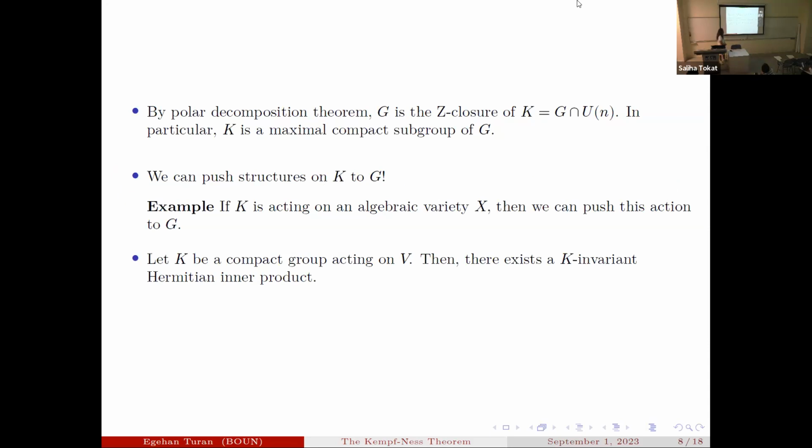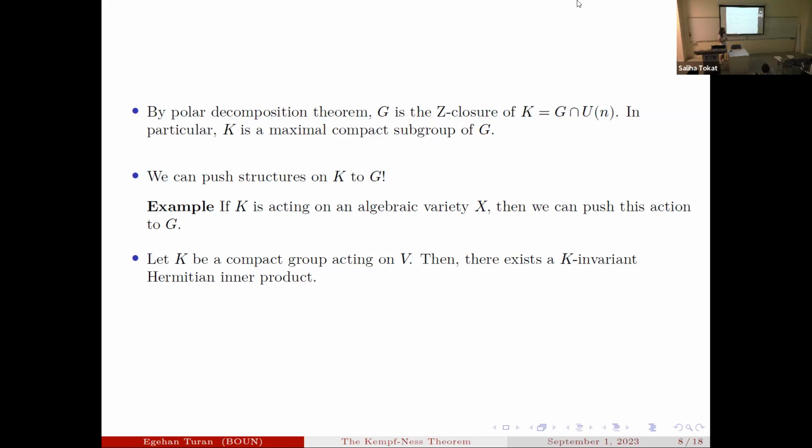So I have some corollaries here. By the polar decomposition theorem I just showed, we know that G is the Zariski closure of K. This is really important because this makes K a maximal compact subgroup, and we know a lot of properties of maximal compact subgroups, so I can use them here too. Moreover, since G is the Zariski closure of K, we can push a structure on K to G. For example, if K is acting on X, then I can push this action to G and make G act on X.